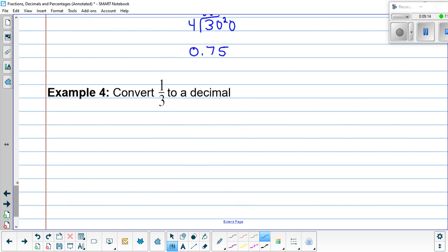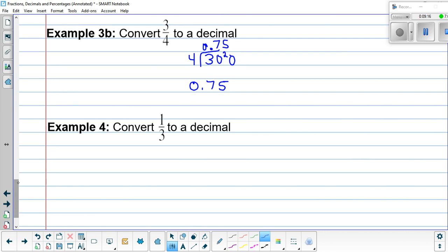Lastly, let's do this. Convert 1/3 to a decimal. So here, setting up the same way as always. Okay. So how many times does 3 fit into 1? It can't. So we put a 0. 3 fits into 10 3 times with a 1 remaining. Can't fit into 1, so we add a 0. 3 fits into 10 3 times with a 1 remaining. 3 can't fit in there, so we add a 0. 3 fits into 10 3 times with a 1 remaining.